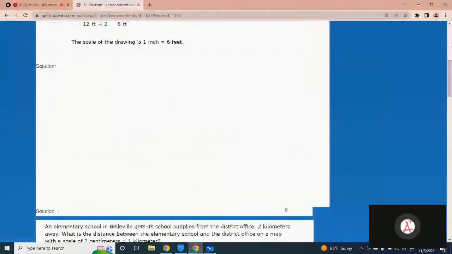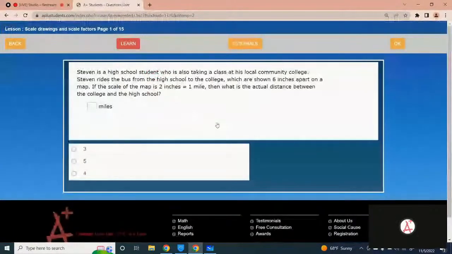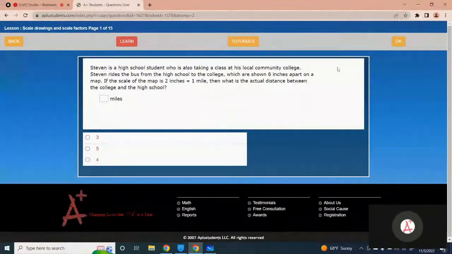Okay, let's start with a test question. Steven is a high school student who is also taking a class at his local community college. Steven rides the bus from the high school to college, which are shown 6 inches apart on the map. If the scale of the map is 2 inches equals 1 mile, then what is the actual distance from the college to the high school? Got it?